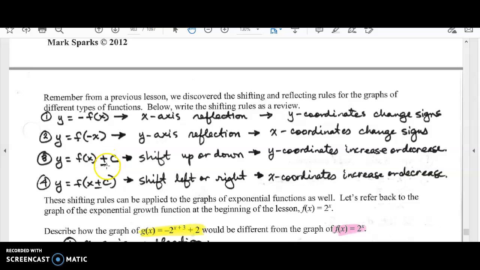As a reminder, if we add or subtract on the outside, so like that c value is on the outside, that's shifting up or down. Sometimes we actually put that plus or minus in front of f of x, but that's increasing all the y-coordinates, or decreasing if it's negative, and then the plus or minus inside shifts left or right. And remember, it's backwards.